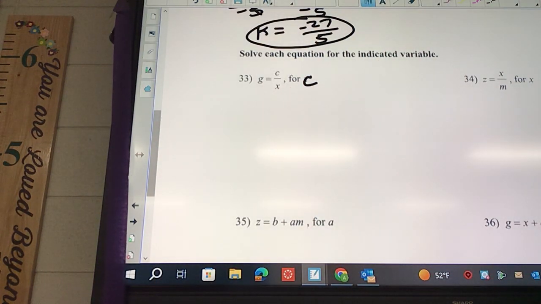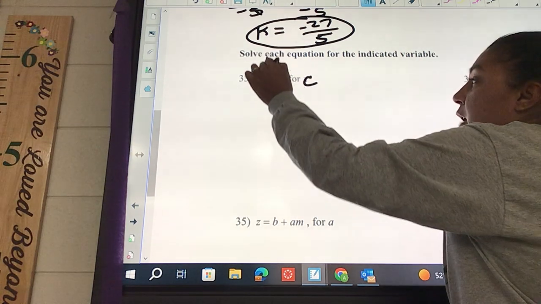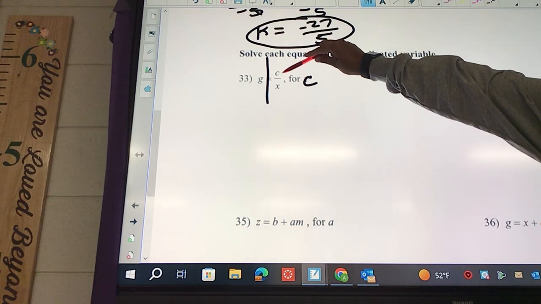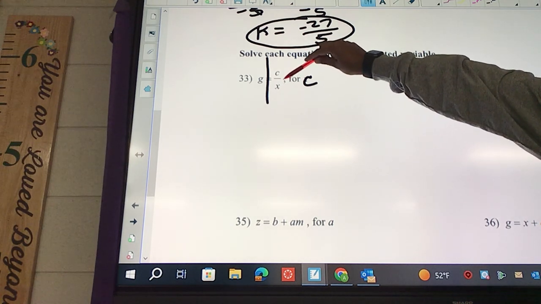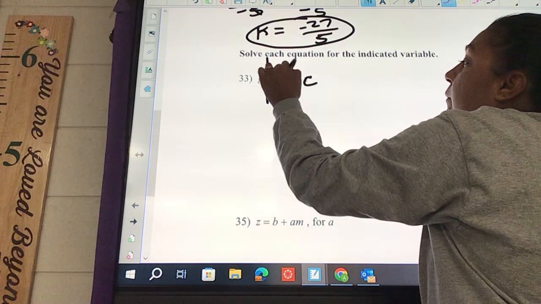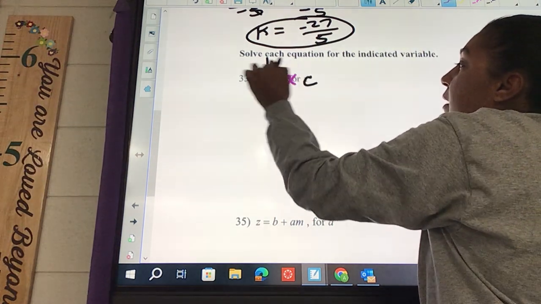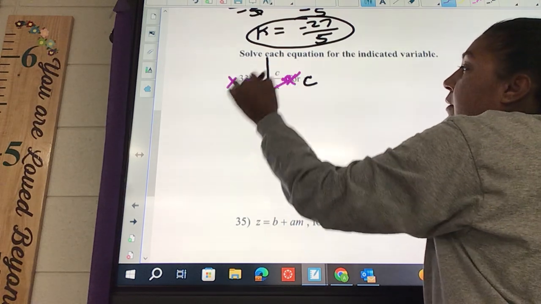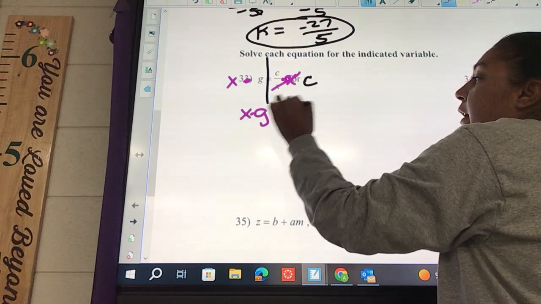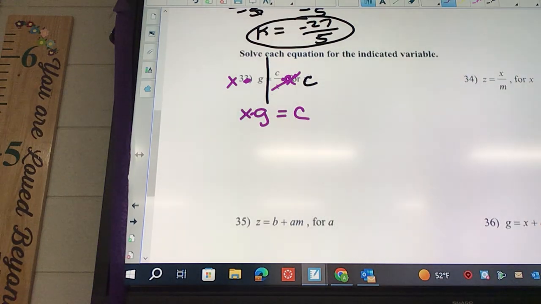Okay, so again, you could break this up into 2 sides and look at it and say, okay, well, I'm solving for C, so that means X needs to be moved. How do I move that X? Multiplication. Yeah, we're going to times X, times X. Okay, so over here, I'm going to have X times G equals C. And the way you can tell if it's done, if C is all by itself, or A is all by itself, whatever letter you're looking for, it should be all alone on the other side.